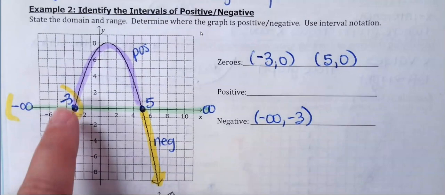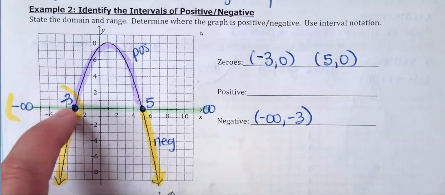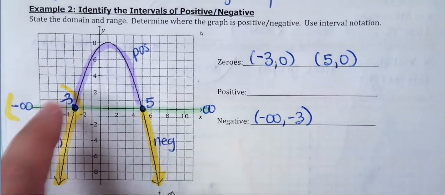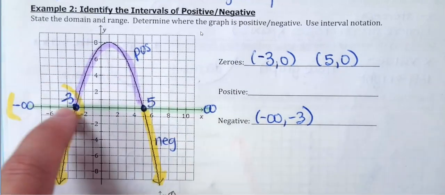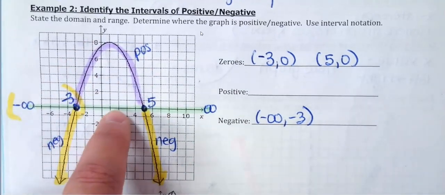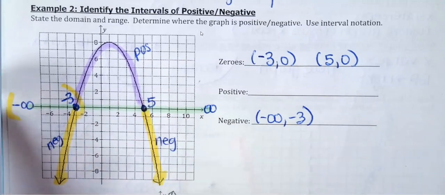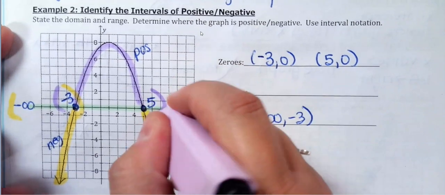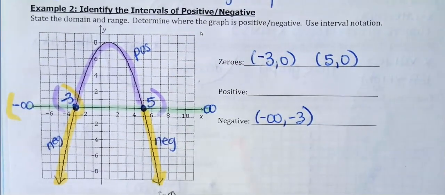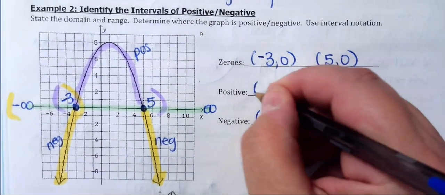Okay, now at the negative 3, I switch, and it's like I hop above the x-axis, like I'm jumping out of the water, basically. And this whole piece, all these y values are positive until I get over to the 5. Remember, you're traveling from left to right. So that interval will be from negative 3 to 5. That interval is positive.